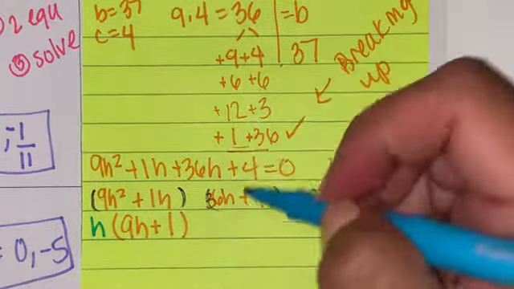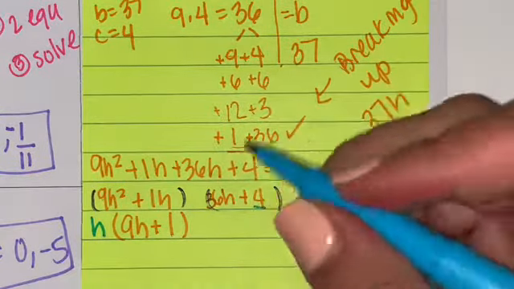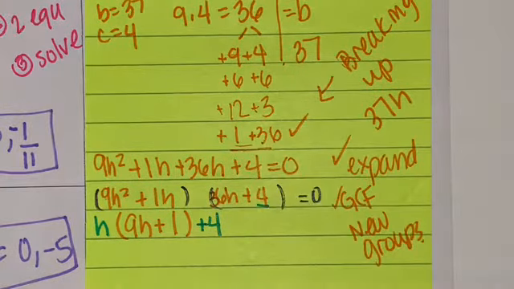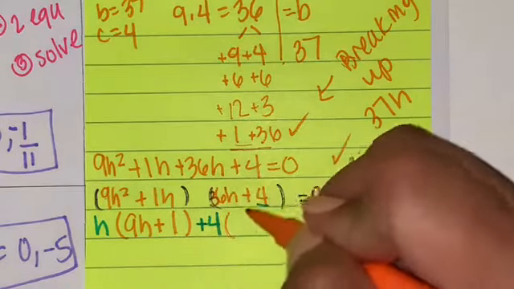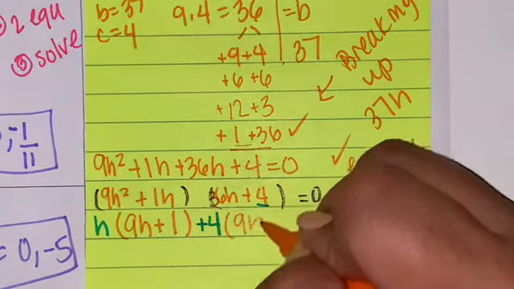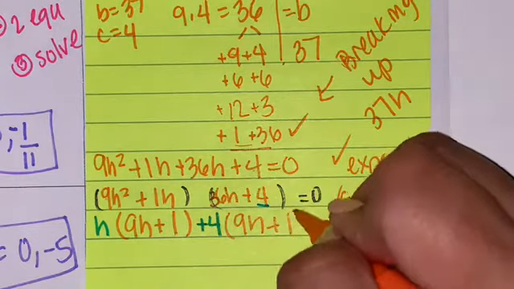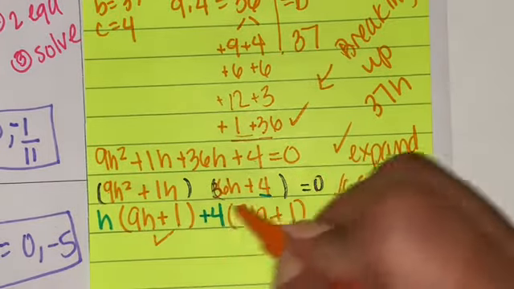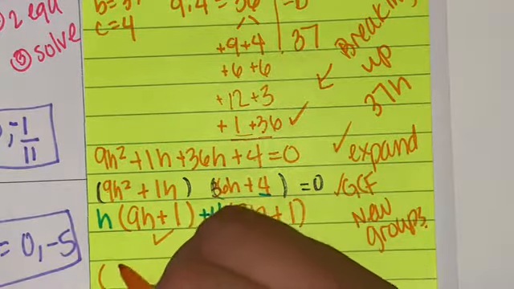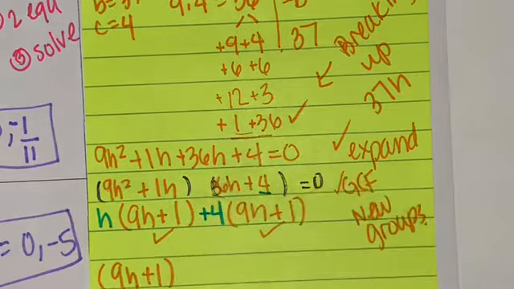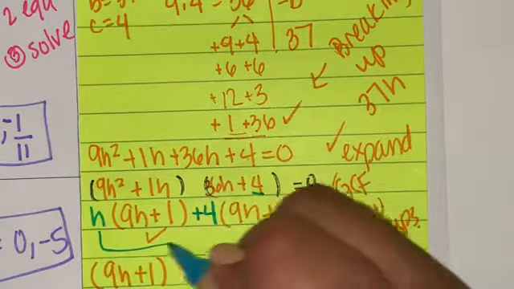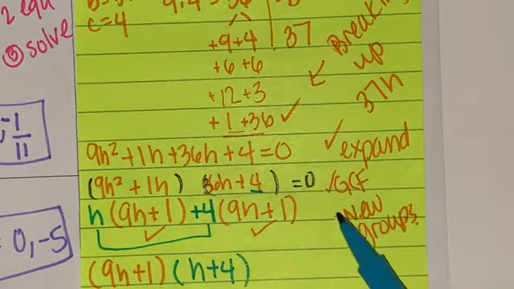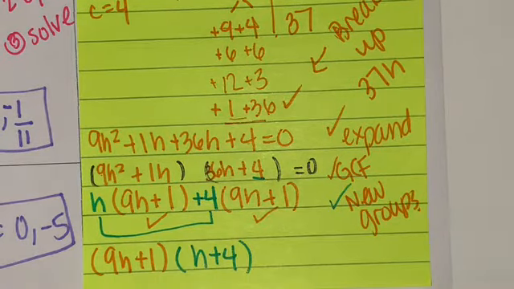In the second group, you're going to factor out a 4. So then you're going to say plus 4 because you're factoring a positive 4. And your group is going to be 36h divided by 4 is 9h. 4 divided by 4 is positive 1. And you're going to make your new groups now. So when these two match, that's your first group, 9h plus 1. And then whatever's left over is going to be your second new group, which is h plus 4. So you have your new groups, and now you're going to factor.